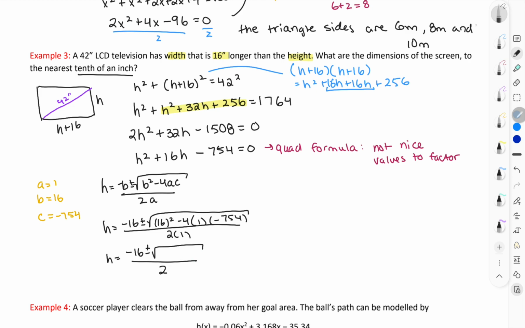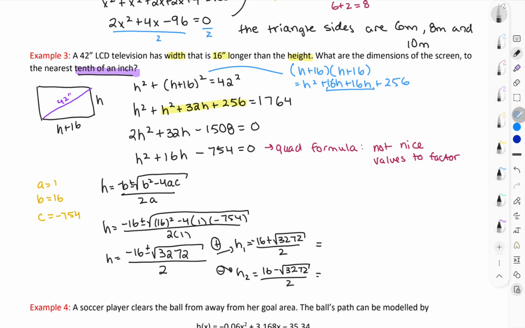And I'm getting 3,272. Now I can keep this as an exact value and simplify that radical, but I'm seeing 1/10 of an inch, so that's my permission to actually evaluate this radical and get some exact values. I have 2 cases, one where I use the plus sign, one where I use the minus. So my first solution is negative 16 plus the square root of 3272 over 2. My second solution is negative 16 minus the square root of 3272 over 2.